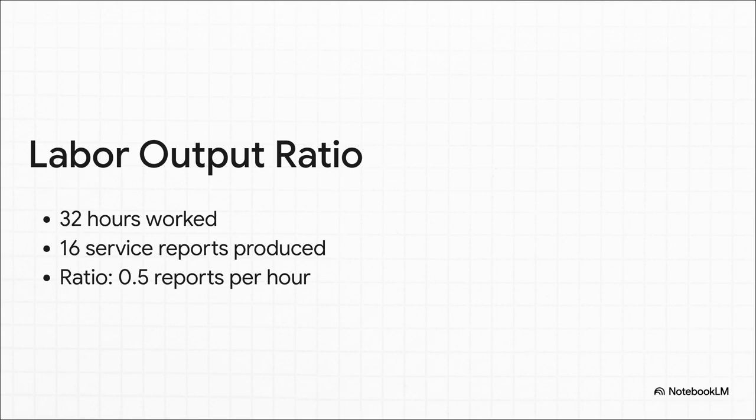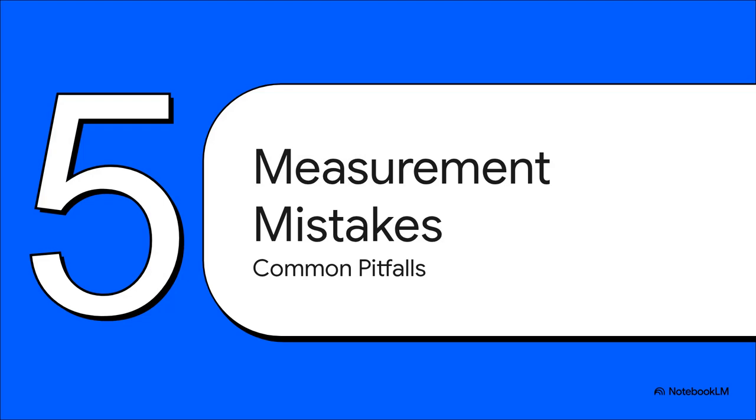Okay, now let's figure out the labor output ratio. Let's say during those 32 actual working hours, this employee produced 16 finalized service reports. We just take the units produced, which is 16, and divide by the hours worked, which is 32. That gives us a really clean labor output ratio of 0.5, meaning they're turning out half a report for every single hour worked. And finally, Section 5, avoiding common measurement mistakes.